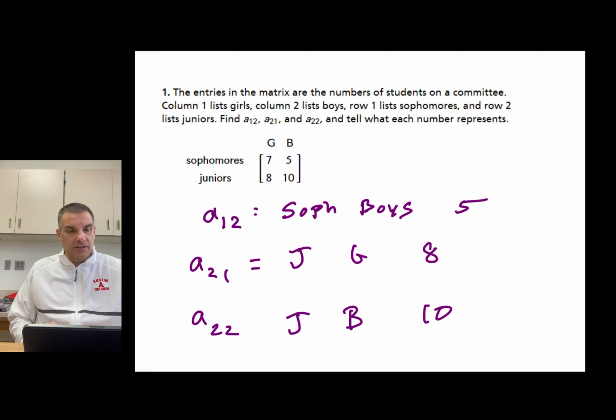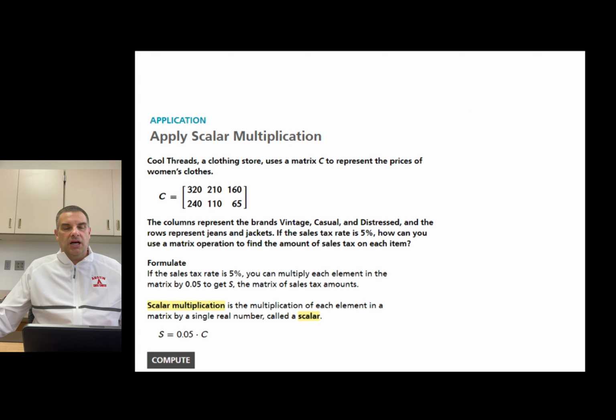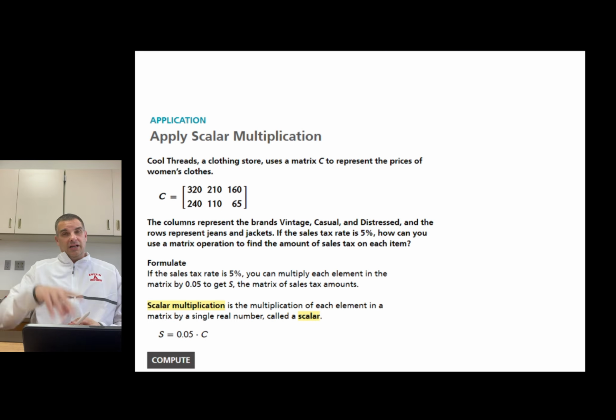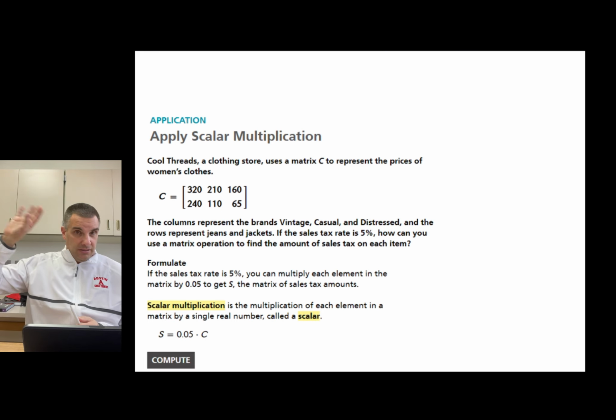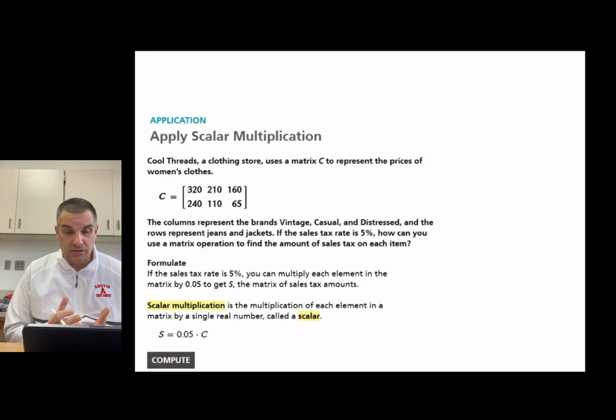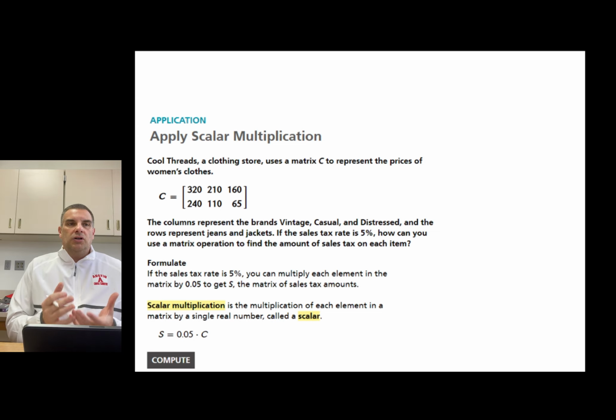The next thing we're going to talk about is how do we go about multiplying matrices, at least scalar multiplication. We're going to look at multiplying two matrices together later, but what we're talking about here is just what we call scalar multiplication. Scalar multiplication is essentially multiplying each element in a matrix by a single number, called a scalar. So you can take each matrix and multiply it by a different scalar.